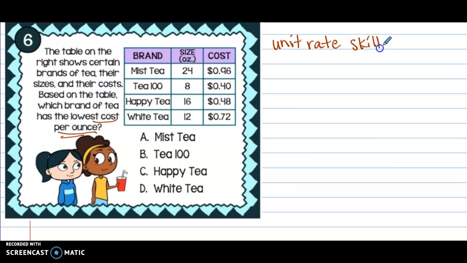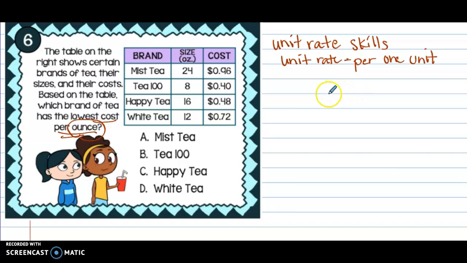And remember that unit rate is how much per one unit. And they've established the units as ounces. So notice in our table that these are not the price for 1 ounce. This is the price for more than 1 ounce.